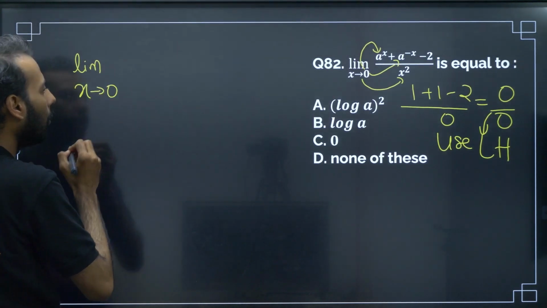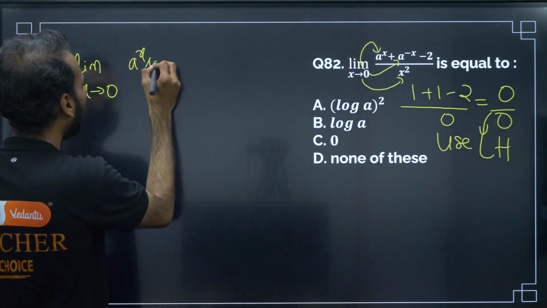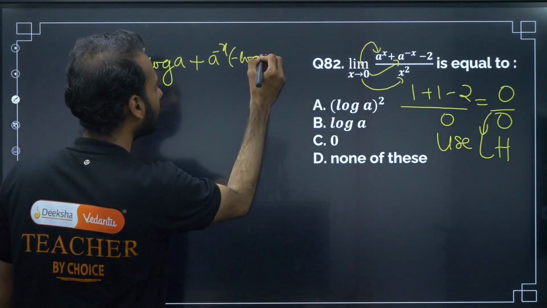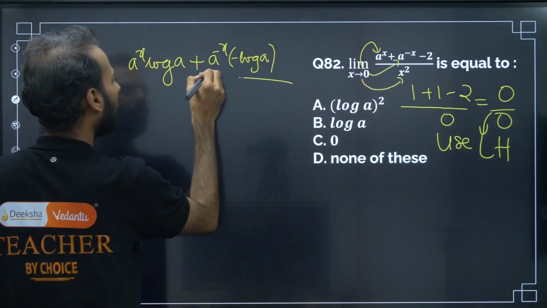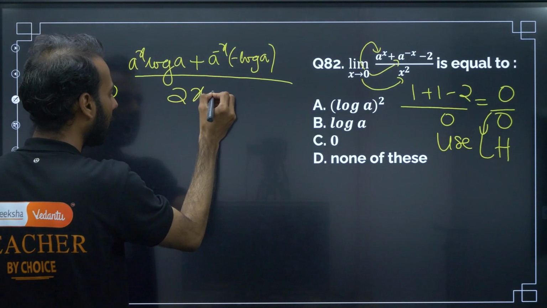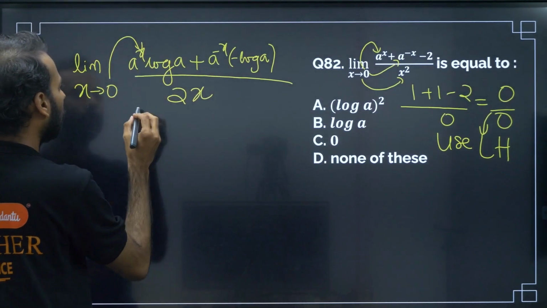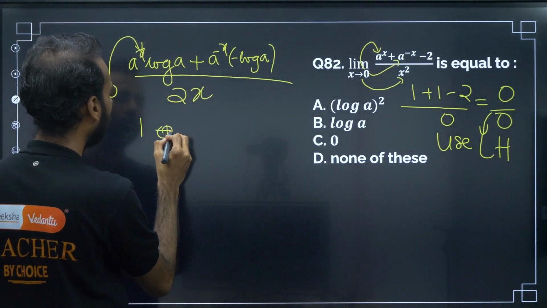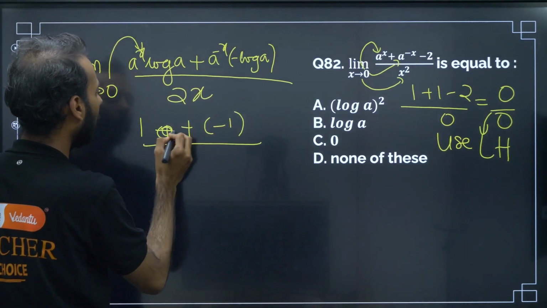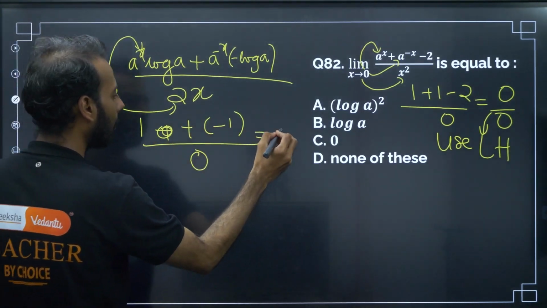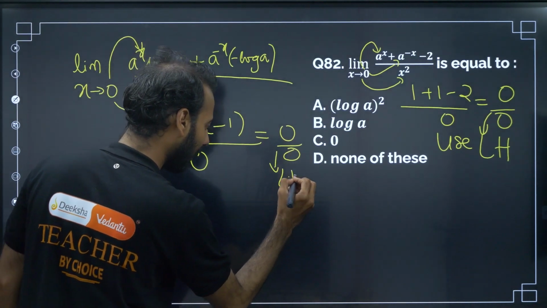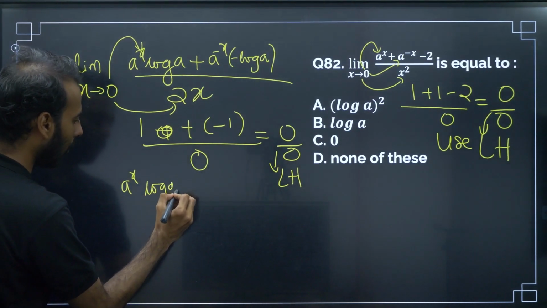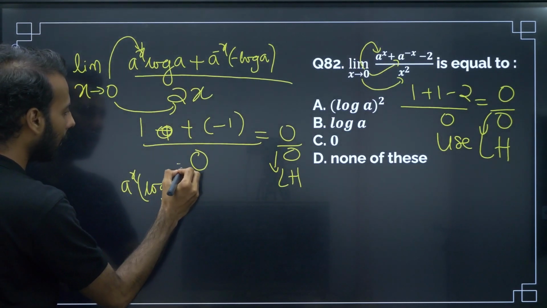So limit x tends to 0 of a raised to x log a plus a raised to minus x times negative log a, and differentiating the 2, that becomes 0, divided by x square. For x square, differentiate it to 2x. Now substitute 0: 1 plus 1 plus of minus 1 by 0. If I place 0 here, again it becomes 0 by 0. 0 by 0 means use L'Hospital again. Using it, a raised to x log a, already one log a is there, so this becomes log a square.